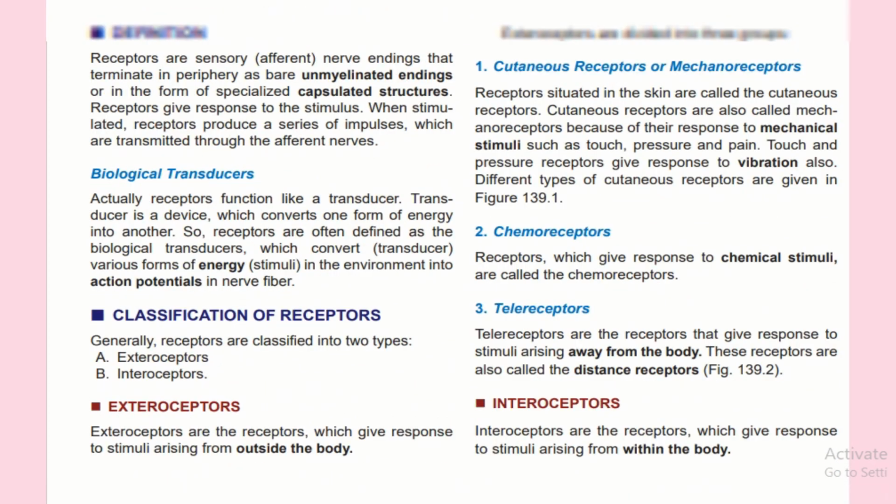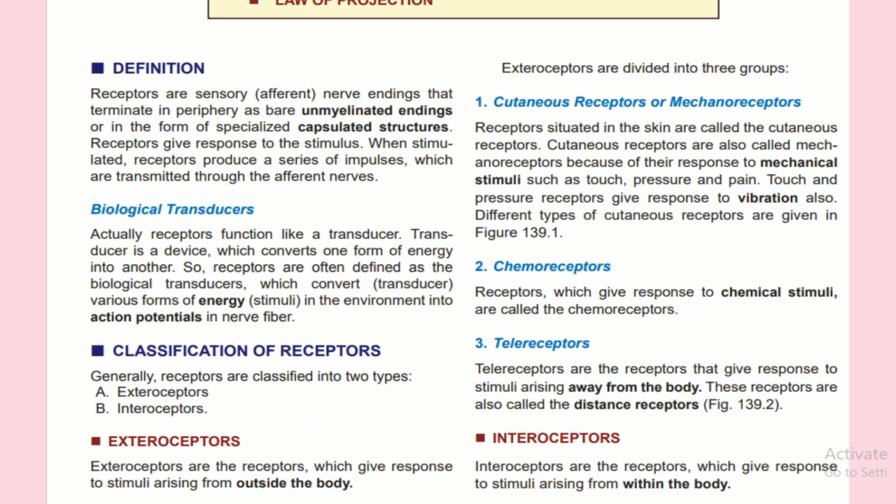Definition. Receptors are the sensory nerve endings that terminate in periphery as bare unmyelinated endings or in the form of specialized capsulated structures. Receptors give responses to stimuli. When stimulated, receptors produce a series of impulses which are transmitted through the afferent nerves.